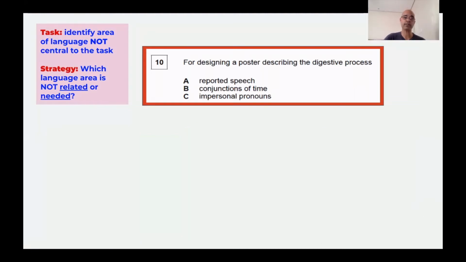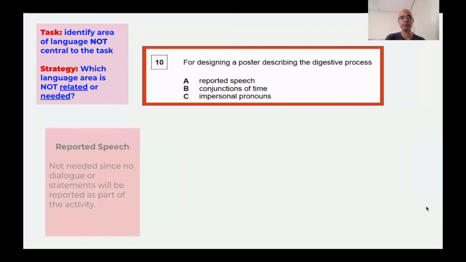Moving on now to question number 10. Question 10, for designing a poster describing the digestive process, what is not needed, what is not central? Let's think about reported speech. Probably not, because even though you can report texts or statements, reported speech is used a lot when you're reporting dialogues. So in this case, there are no dialogues or statements that are going to be reported as part of the activity. The students are just describing the digestive process. They're not reporting anything about the digestive process.